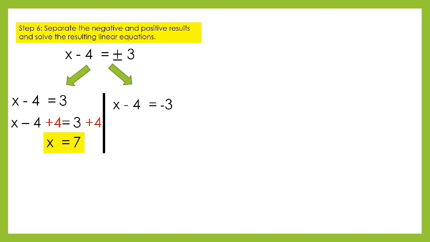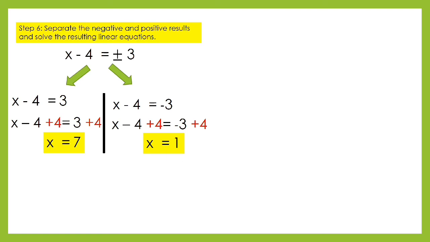Sa right side naman, x minus 4 equals negative 3. Addition property of equality. Nag-add tayo ng 4 to both sides, equals negative 3. Add ulit ng 4. Simplify, x equals 1. 1 is nakuha mula sa negative 3 plus 4. We have now the two solutions of our quadratic equation. We have x equals 7 and x equals 1.